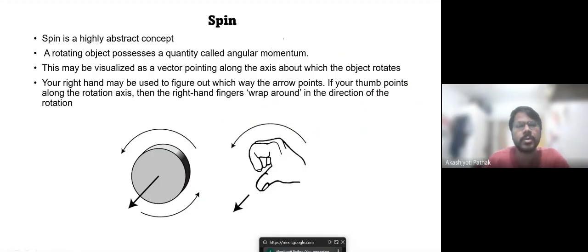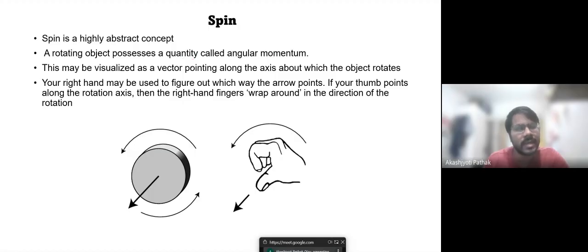So first, coming to the spin. Nuclear spin is a highly abstract concept, and for understanding the spin, a lot of quantum mechanics principles have to be considered, but those concepts are beyond the scope of this course. So we will understand in a very simple manner what we can understand in a physical manner when we talk about nuclear spin.